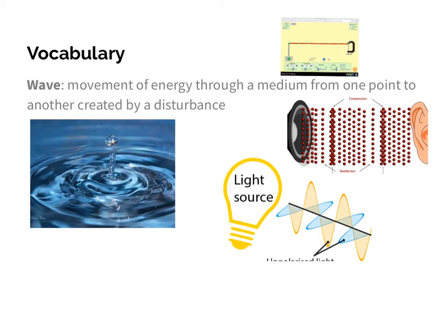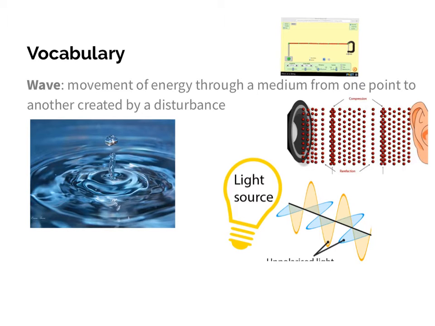A wave is going to have to go back to our ideas of energy. A wave is one way in which we transfer energy from one object to another, and it occurs when we create some sort of disturbance. And you might have seen waves in many different forms.